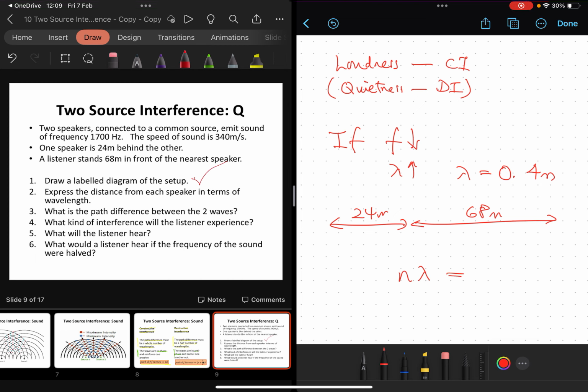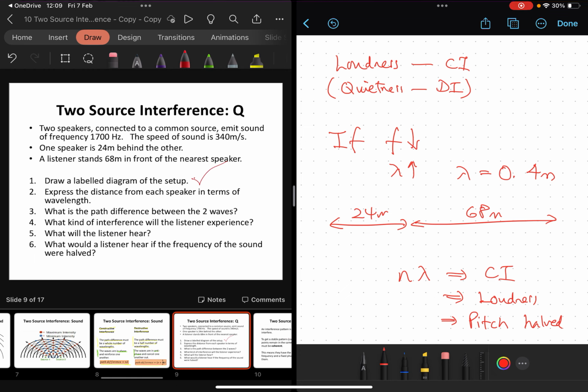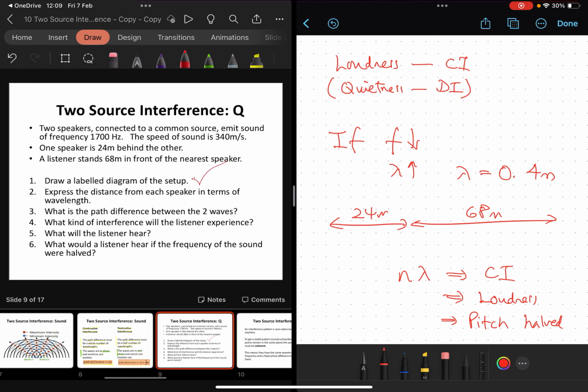So in other words, the person is still going to experience constructive interference, which basically means they're still going to hear loudness, but the frequency has changed. And frequency is all about pitch, isn't it? So if the frequency is halved, the pitch has halved. In other words, the frequency of that note is going to be lower than it was before. Okay? So that's an example of quantifying constructive and destructive interference.